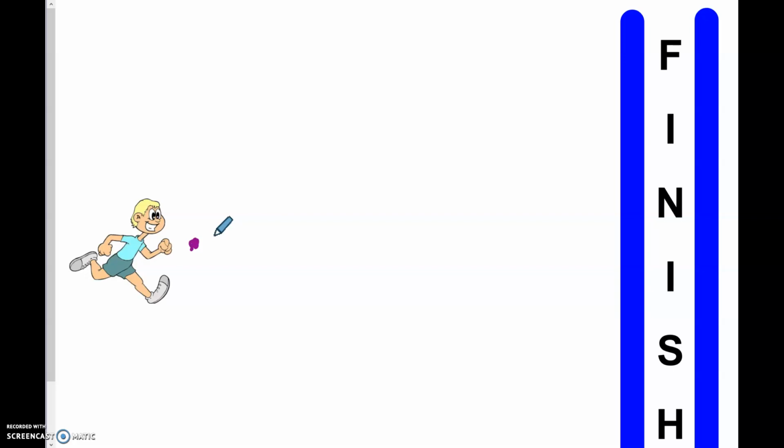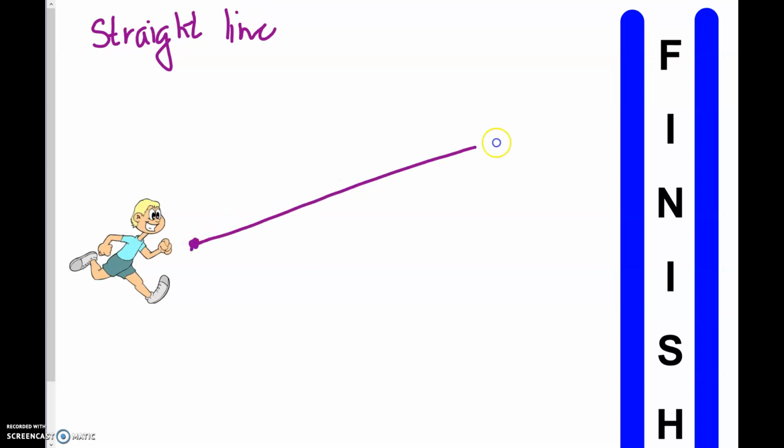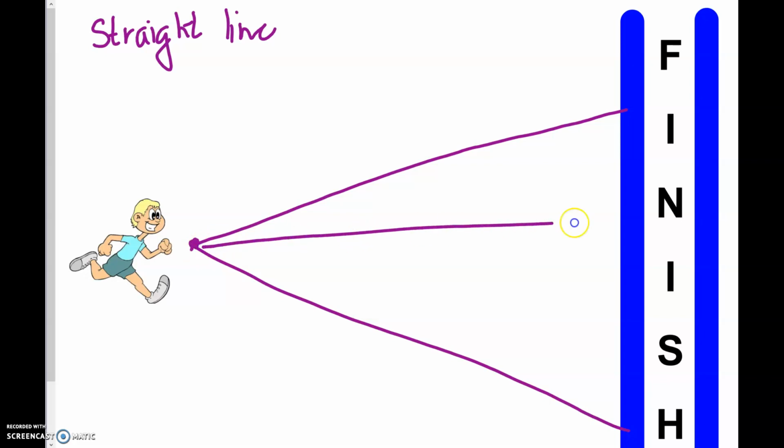And I know from a few years of experience what kids typically say. Kids typically say that what we need is a straight line. Okay, so we need a straight line. That's what kids typically say. So I'm going to draw in a straight line from this point to the finish line. So that is a straight line. This is a straight line. This is a straight line.